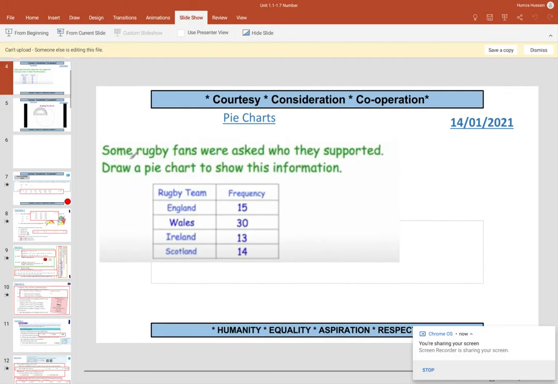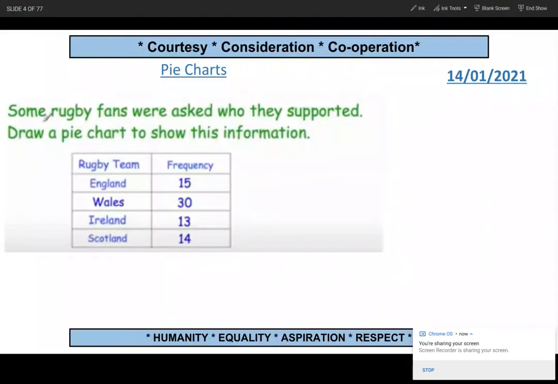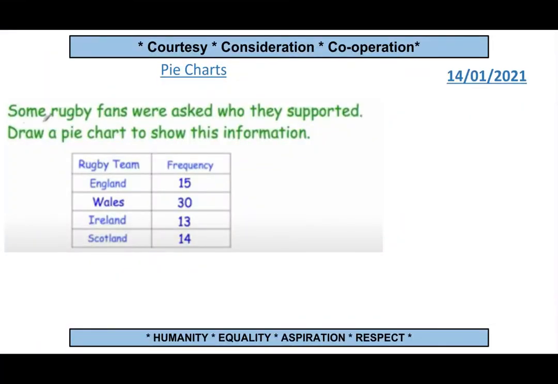Hello everybody. So today's lesson is going to be on pie charts. We have a frequency table here and it shows some rugby fans and what teams they supported. Now we need to draw a pie chart for this information.